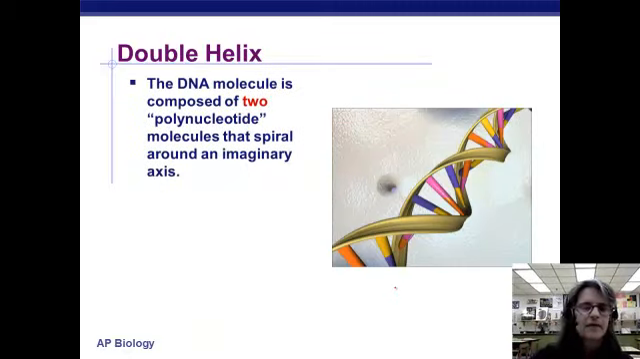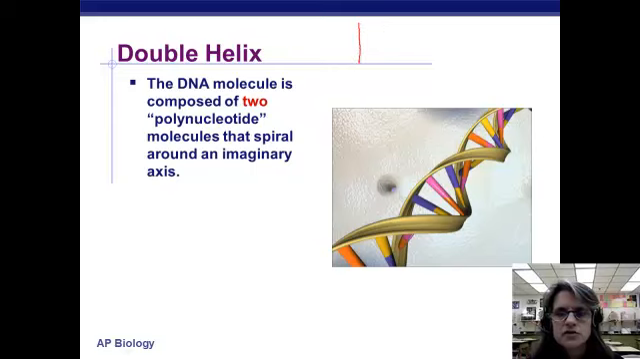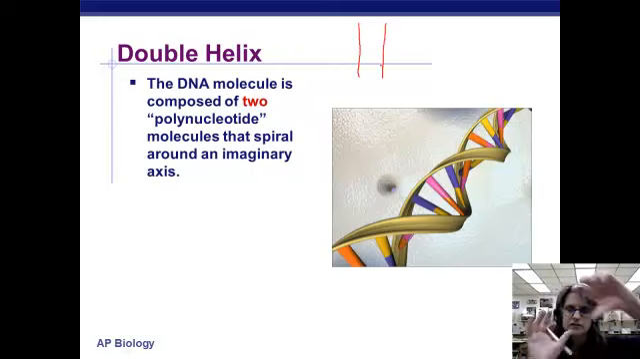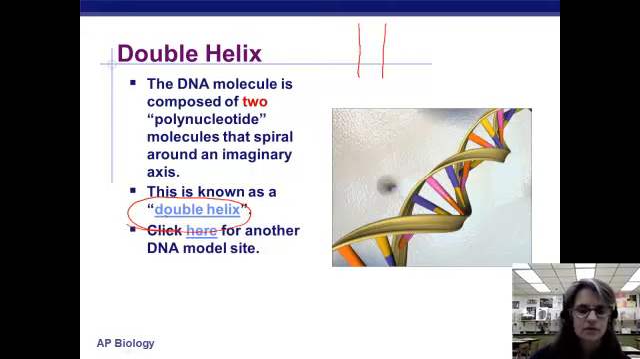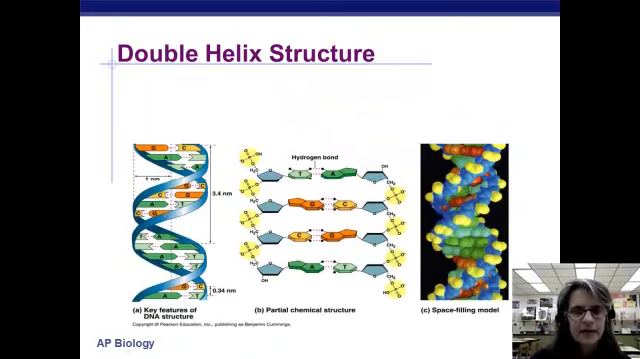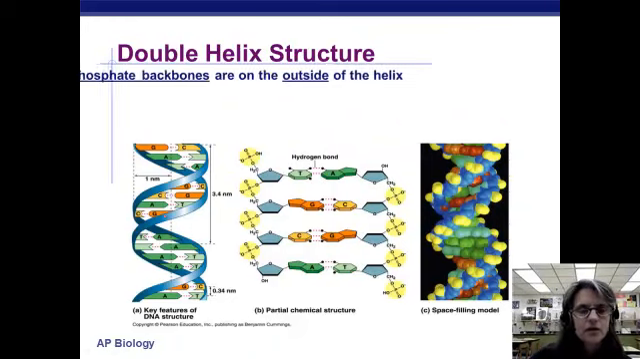Now, the DNA molecule is composed of two strands of these polynucleotide molecules, many nucleotides, two of them hooked together, spiraling around this imaginary axis. So we would have one strand and then another, and they are twisted around each other. We know that as the famous double helix. And we're going to talk some more about that, the way they get hooked together.